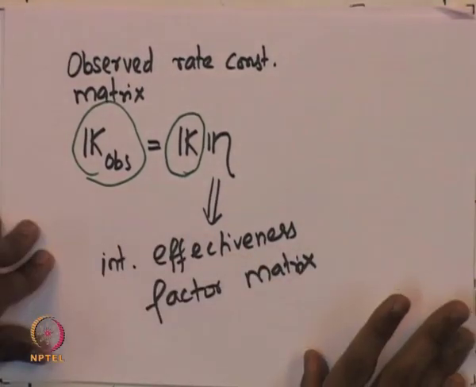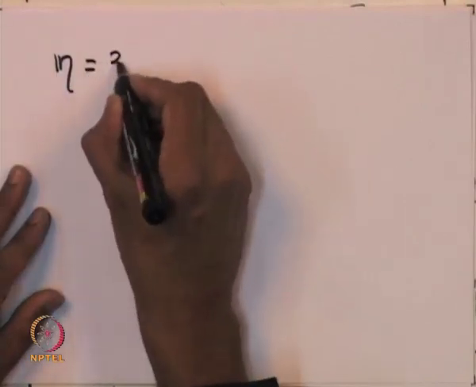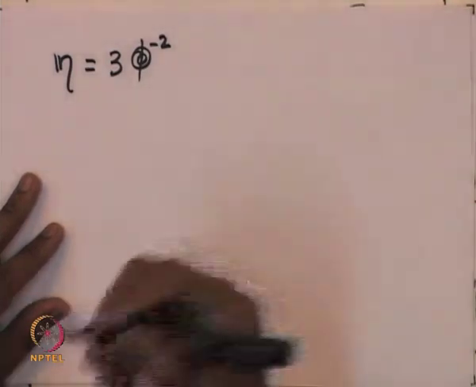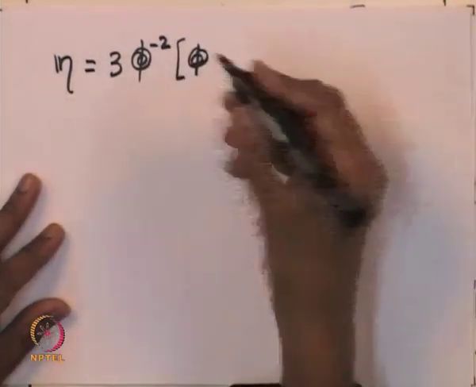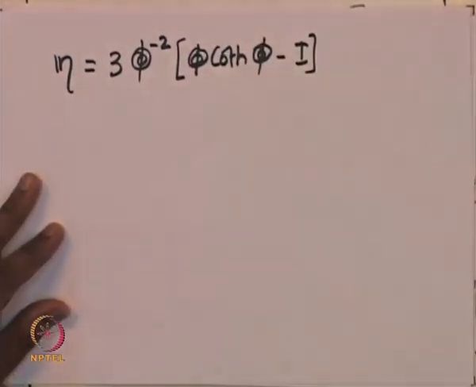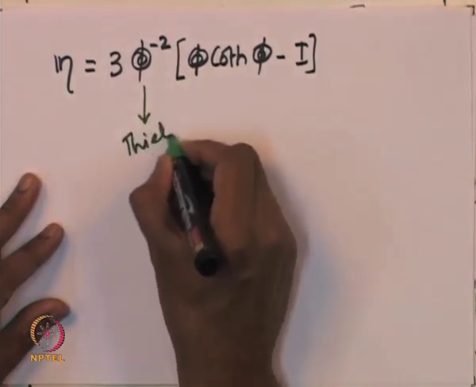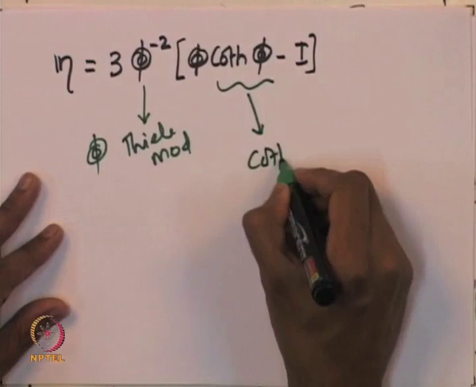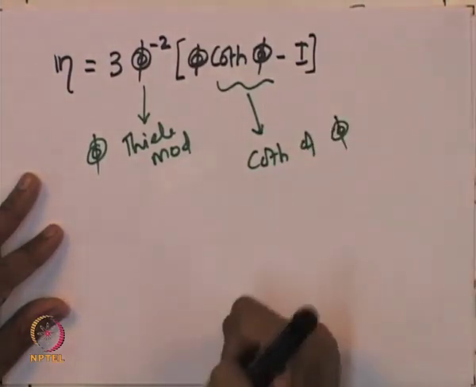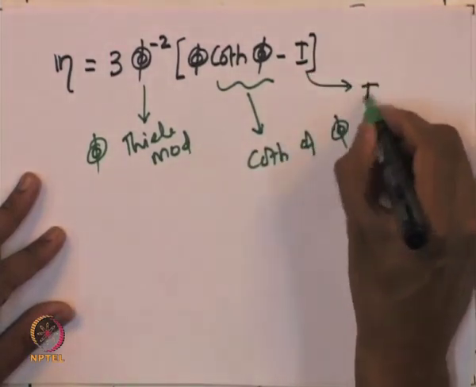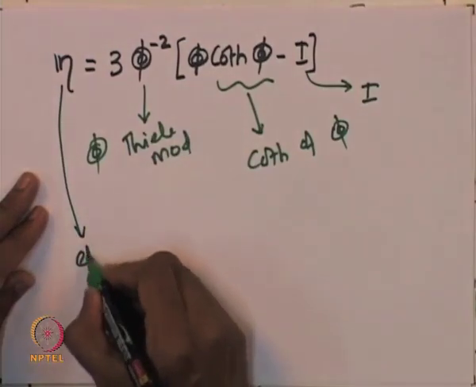It can be defined if we solve the equations and find out the effectiveness factor. The effectiveness factor matrix is given by the inverse of the square of the matrix of Thiele moduli, multiplied by the matrix of Thiele moduli into coth of the Thiele modulus matrix, minus the identity matrix. Here phi is the Thiele modulus matrix, coth is the matrix of hyperbolic cotangent, which is a diagonal matrix, I is the identity matrix, and eta is the effectiveness factor matrix.